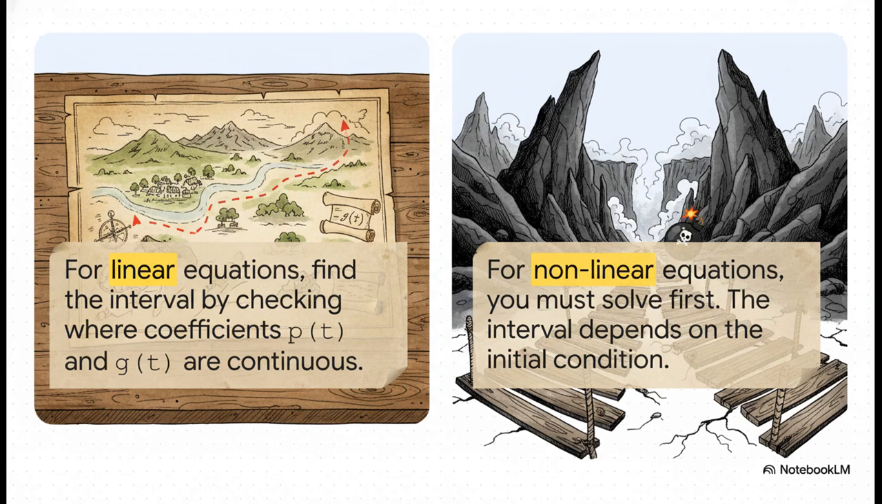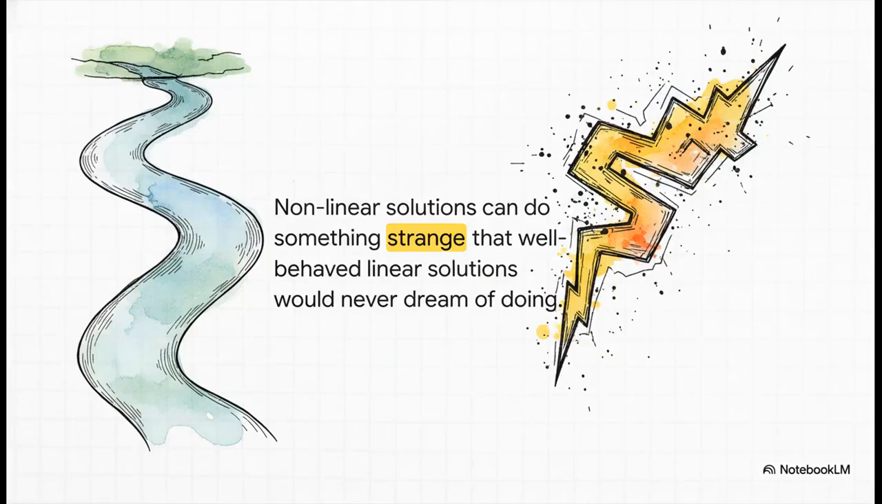But for nonlinear equations, man, it's like you're venturing into totally uncharted territory. You can't see the dangers ahead. You have to find the actual path, the solution, first, because the very nature of that path depends entirely on where you start. So why are they so incredibly different?